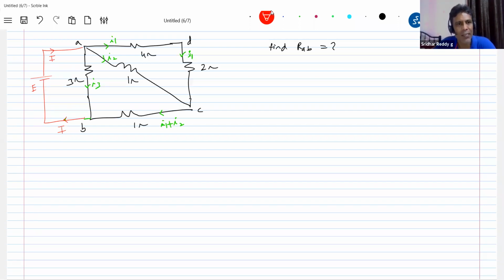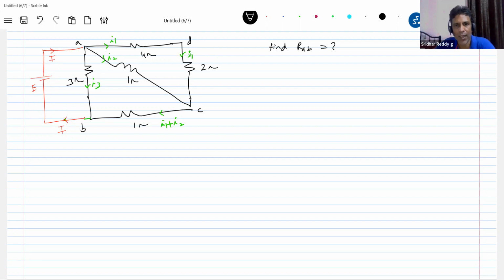So I'm applying KCL. What is the current entering? I. So how much is leaving? I1, I2, I3. You can see here, current I1 will enter. Then how much current will leave? I1, I2, and I3. Then how much current should enter junction B? I3 and I1 plus I2. Then how much should leave? I. So current entering a junction should be equal to current leaving a junction. And the cell, current I will leave the positive terminal, then current I should enter. So we have to take care of the conservation of charge principle.